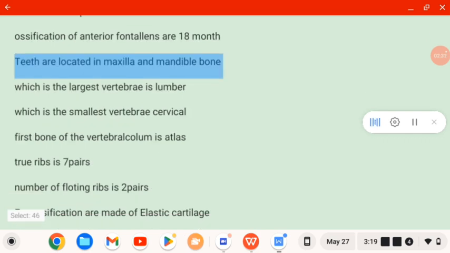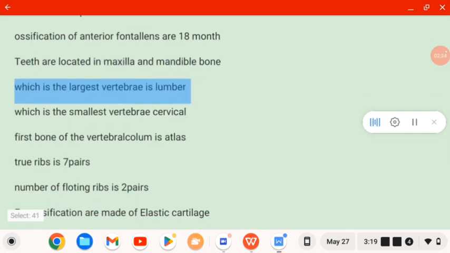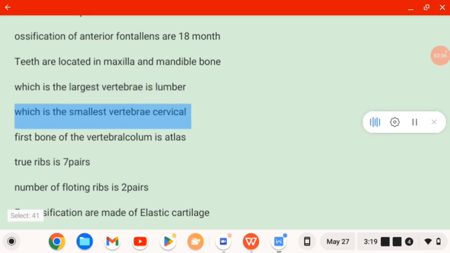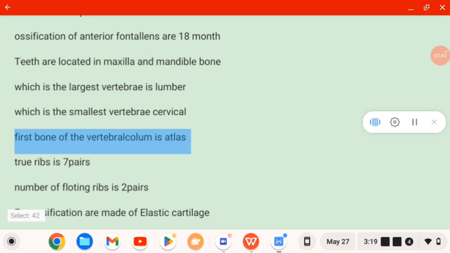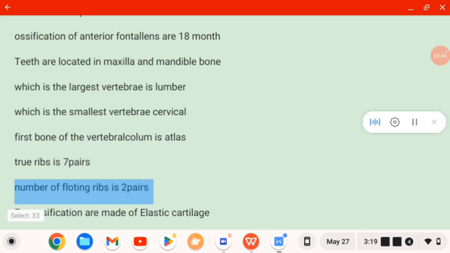Teeth are located in maxilla and mandible bone. The largest vertebra is lumbar. The smallest vertebra is cervical. First bone of the vertebral column is atlas. True ribs are 7 pairs. Number of floating ribs is 2 pairs.